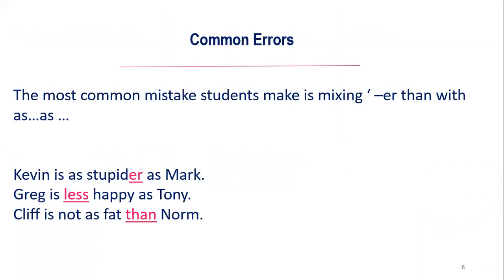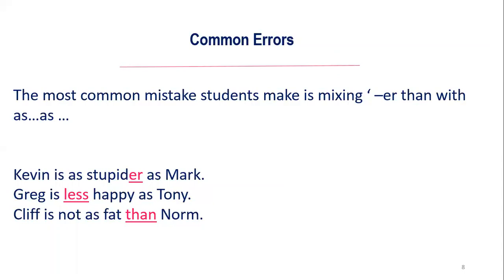Common errors. The most common mistake students make is mixing er than with as. I've heard students saying things like, Kevin is as stupider as Mark. Here, the er form of the adjective is being used between as. Don't do this, it's wrong. Check out this one: Greg is less happy as Tony. This is also wrong, my students.